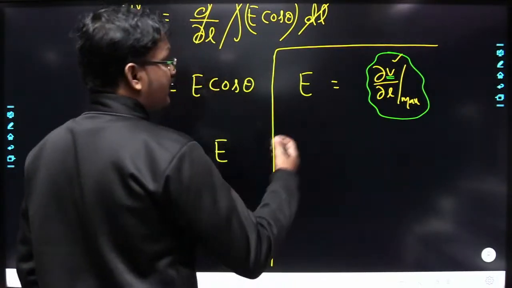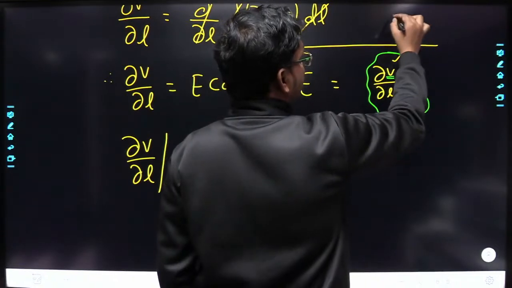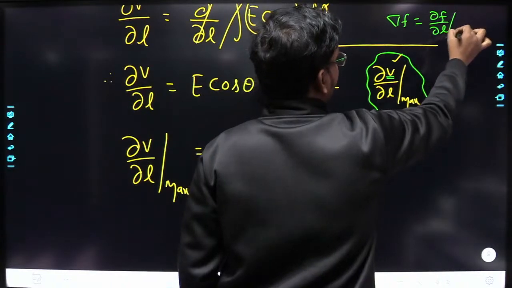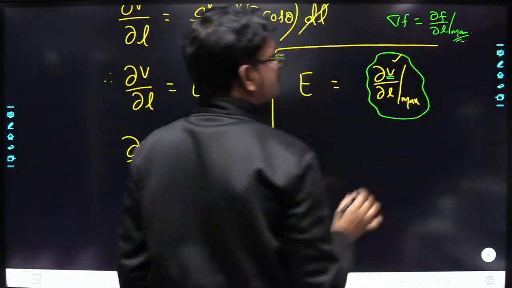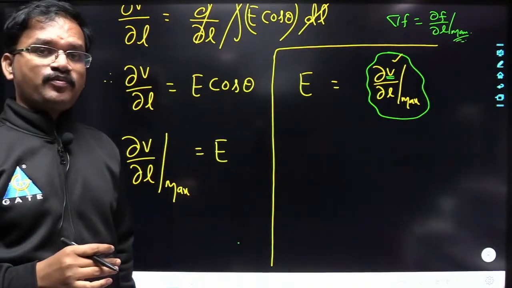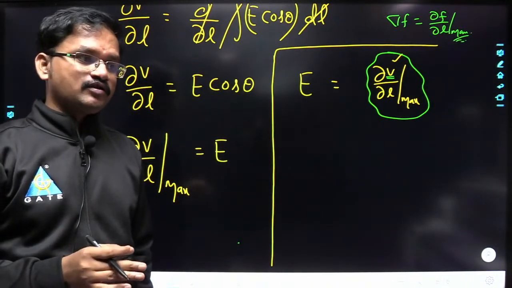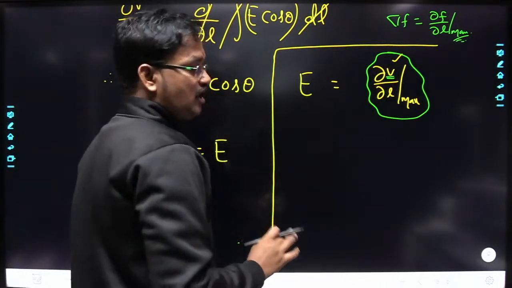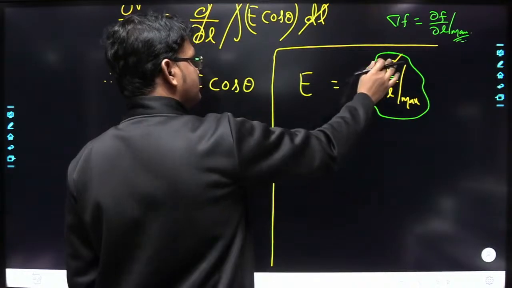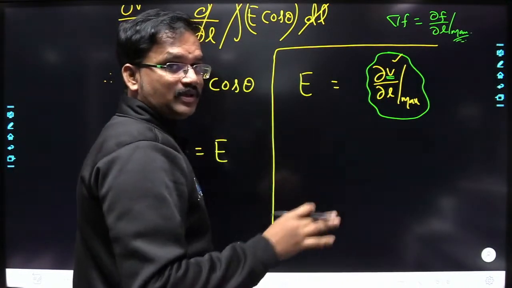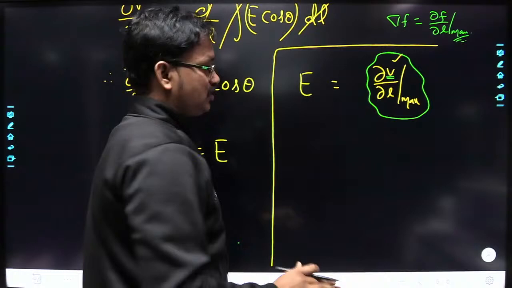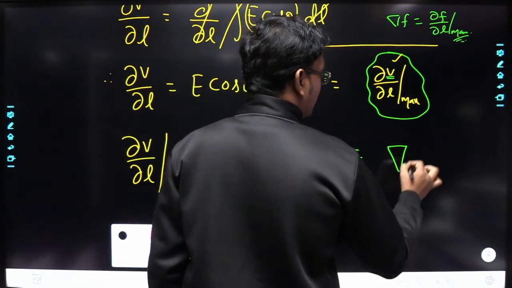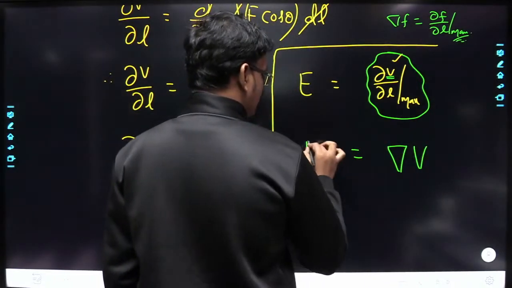I have already told you when explaining gradient that the gradient of f can be represented as ∂f/∂L maximum. So the maximum slope or steepest slope of a scalar function at a point is nothing but the gradient of that scalar function. Here the scalar function is potential, so this I can represent as the gradient of V.